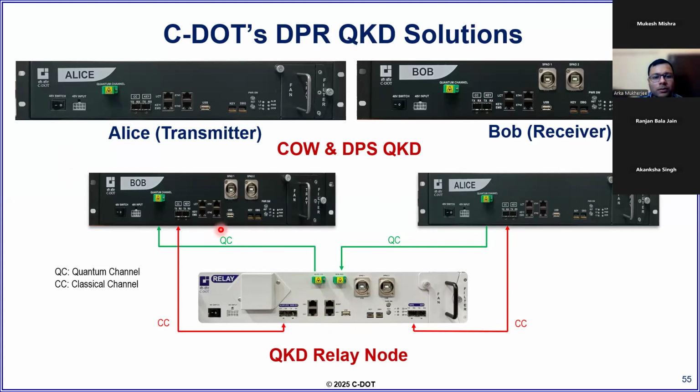The purpose of designing a relay node is that we can have Alice and Bob in cascade, but having a relay node will reduce the size, weight, and power consumption. So that's the benefit of having an integrated relay node.